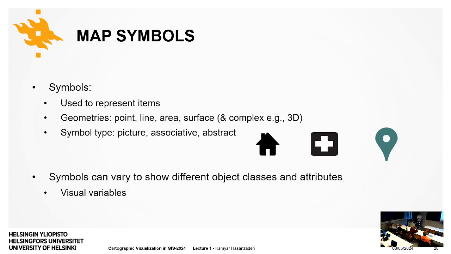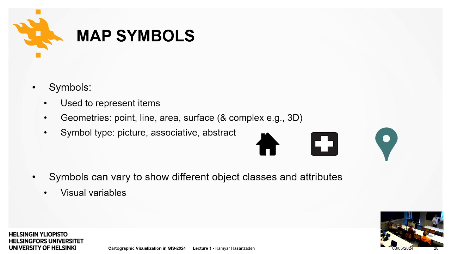And during your courses, what you have learned before, you have learned about map symbols that we use to represent items. We have different geometries that we represent in our maps. We have points, we have lines, we have areas and surfaces. And even in more modern maps, we might have complex 3D shapes. We have different kinds of symbols.